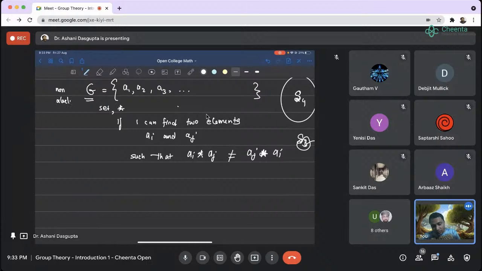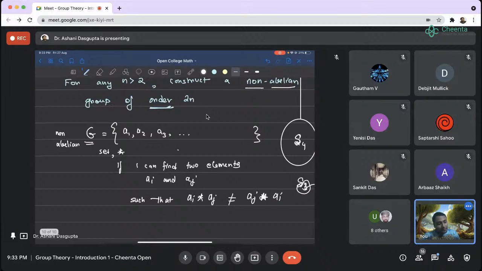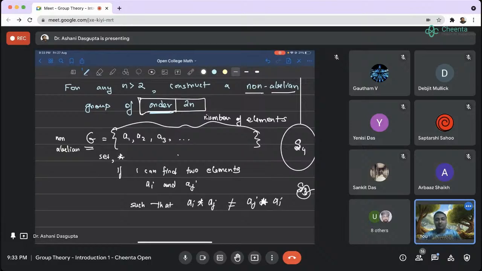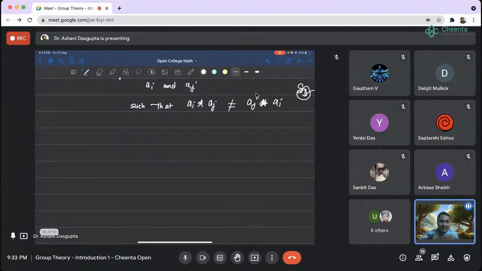So we want to create a non-abelian group of order 2n. Order, what is the meaning of the word order of a group? Well, it's very simple, it is the number of elements in the group, the cardinality of the set G. So why don't they say just cardinality? I don't know. They should have. They could have maybe. Okay, so that's fine. So we understand what the order is.